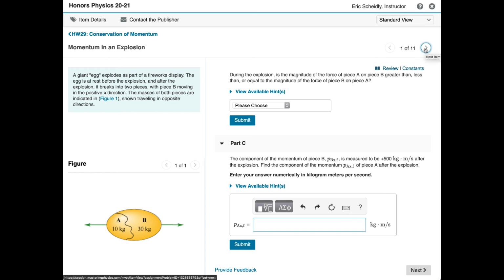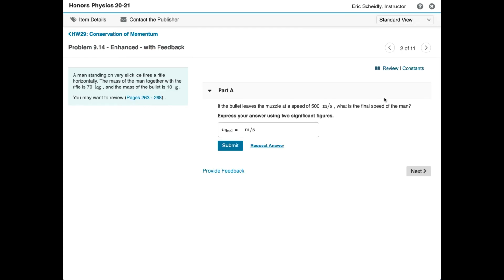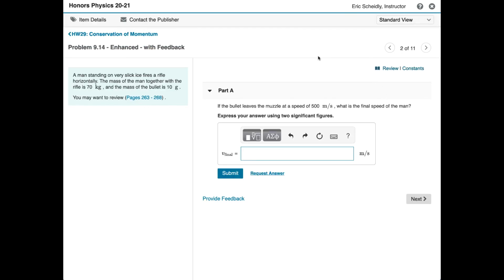On to problem two, where I think in problem two, we're actually going to get to apply the law of conservation of momentum in its equation form for the first time. A man is standing on very slick ice and he fires a rifle horizontally. The mass of the man, together with the rifle, is 70 kilograms, and the mass of the bullet is 10 grams. Be careful there. It's 10 grams. You have to convert to kilograms. 0.01 kilograms. The bullet leaves the muzzle at a speed of 500 meters per second. What is the final speed of the man?